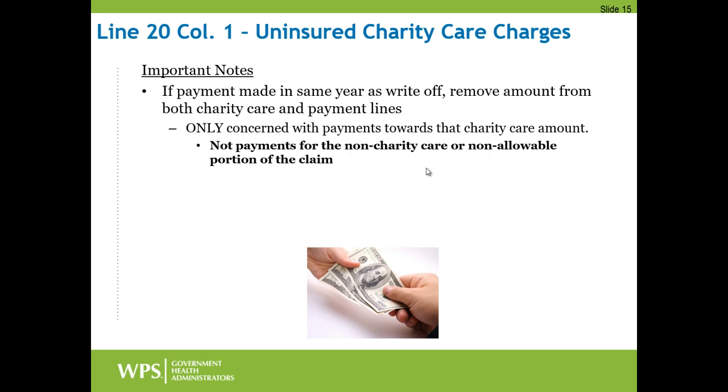In that example where we had a 70% approval for charity care, if the patient is paying money, it's first assumed to go to the 30% that they actually owe. If they paid more than that, then they start paying toward the amount that was previously approved for charity care. It's that amount toward that charity care portion that we're looking for in line 22.